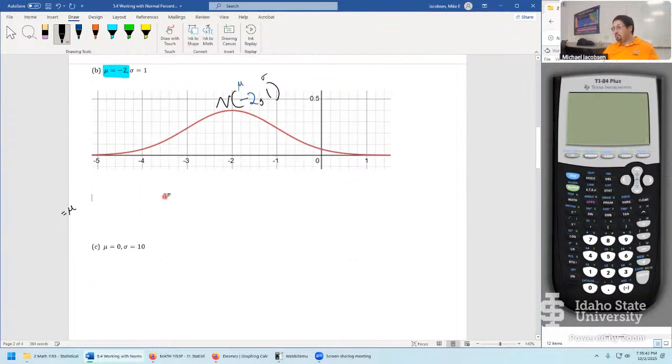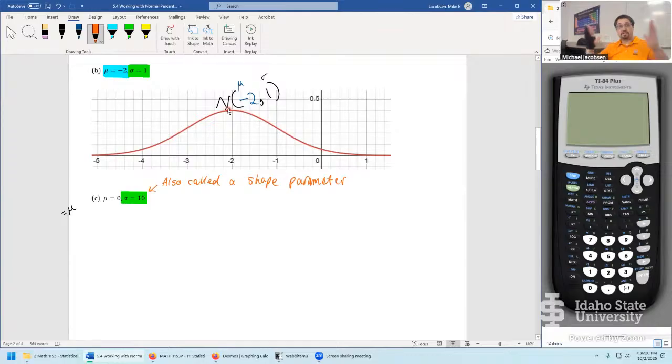It gets kind of wild when you start to do this. We're going to change from sigma equals 1 to sigma equals 10. This is sometimes called the spread parameter, or it could be called a shape parameter at the same time, because it's going to drastically affect the shape of this thing. So it's going to affect how spread out things are. If we go from 1 to 10, either the curve is going to compress or it's going to stretch out. That's the only way it's going to affect its shape.